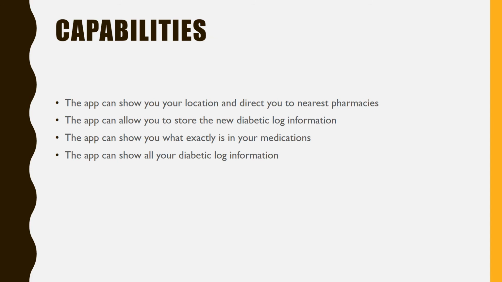So the capabilities of the app: the first most important capability is it can show you diabetic logs, right? That's the main function of the app. It can show and allow you to add in new diabetic logs. So if you're a user, you can enter your health data info and the log info. The second capability is to show your current location, as well as show the nearest pharmacies around you, in a scrollable map area.